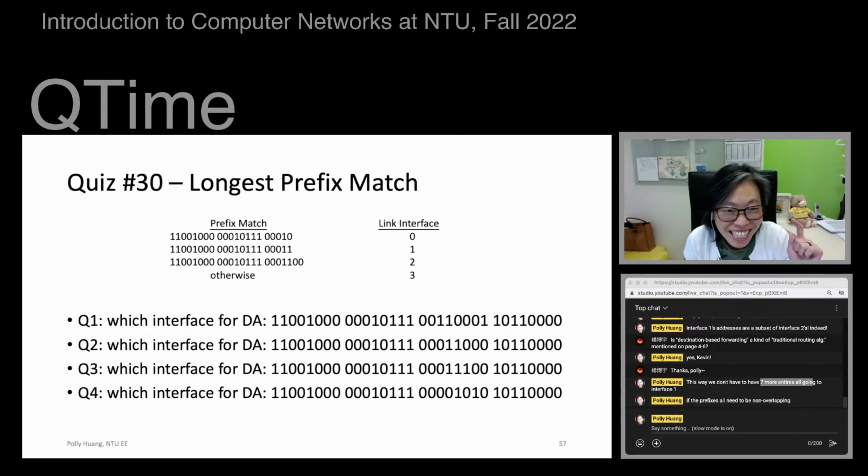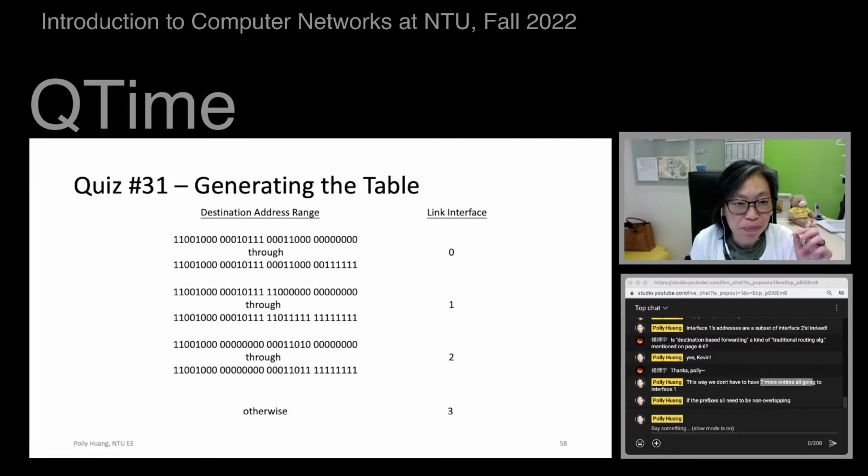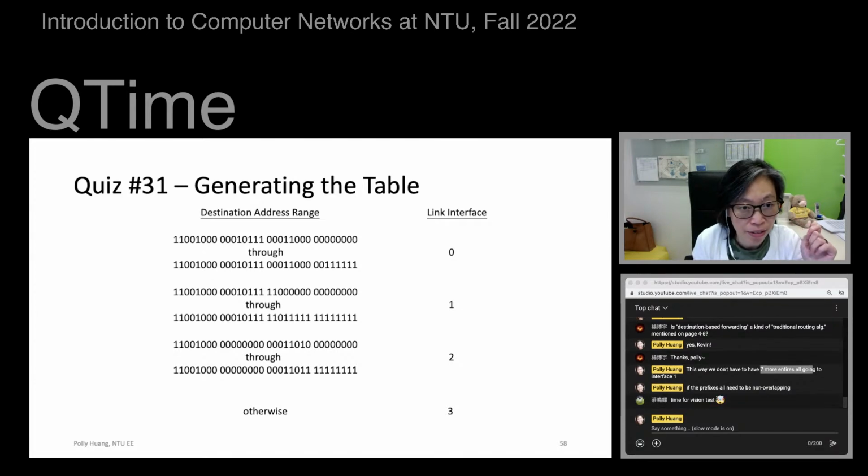Now, the next quiz. There's another exercise related to the longest prefix match. Time for the vision test. Sorry about that. Okay, Leon. Guys, all the best. As long as you try the best you can, just take things easy.